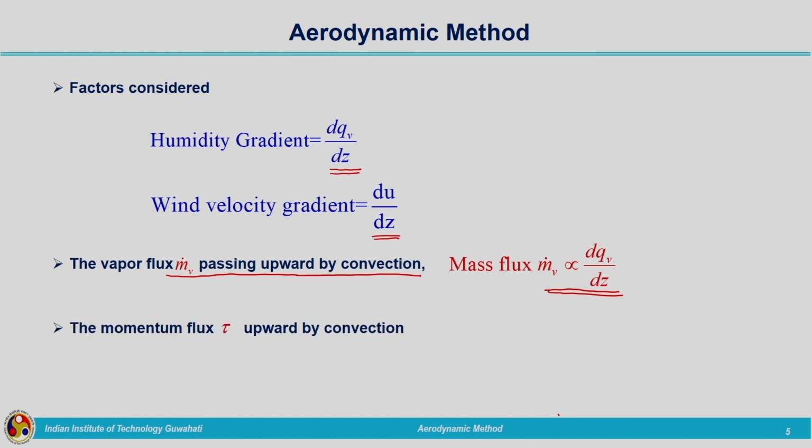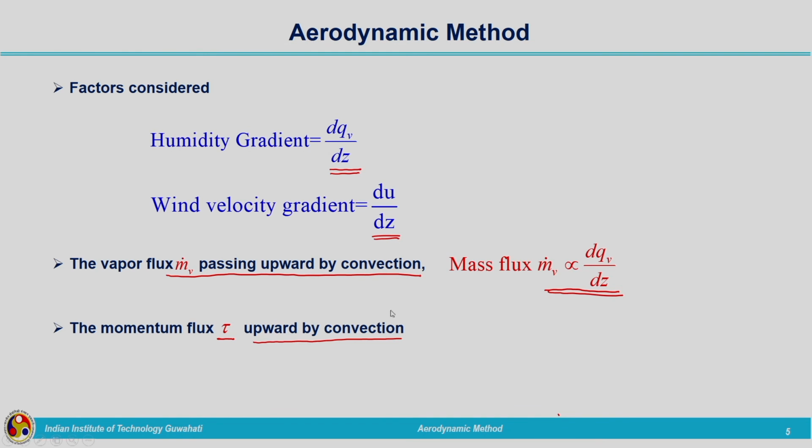Next is the momentum flux. Momentum flux is represented by the notation tau. Tau, momentum flux which is taking place in the upward direction, again due to convection. The transport process which we are explaining here is by means of convection. So, vapor flux passing upward by convection we have written, and in the similar way momentum flux is also taking place due to convection, that is written by tau is directly proportional to du by dz.